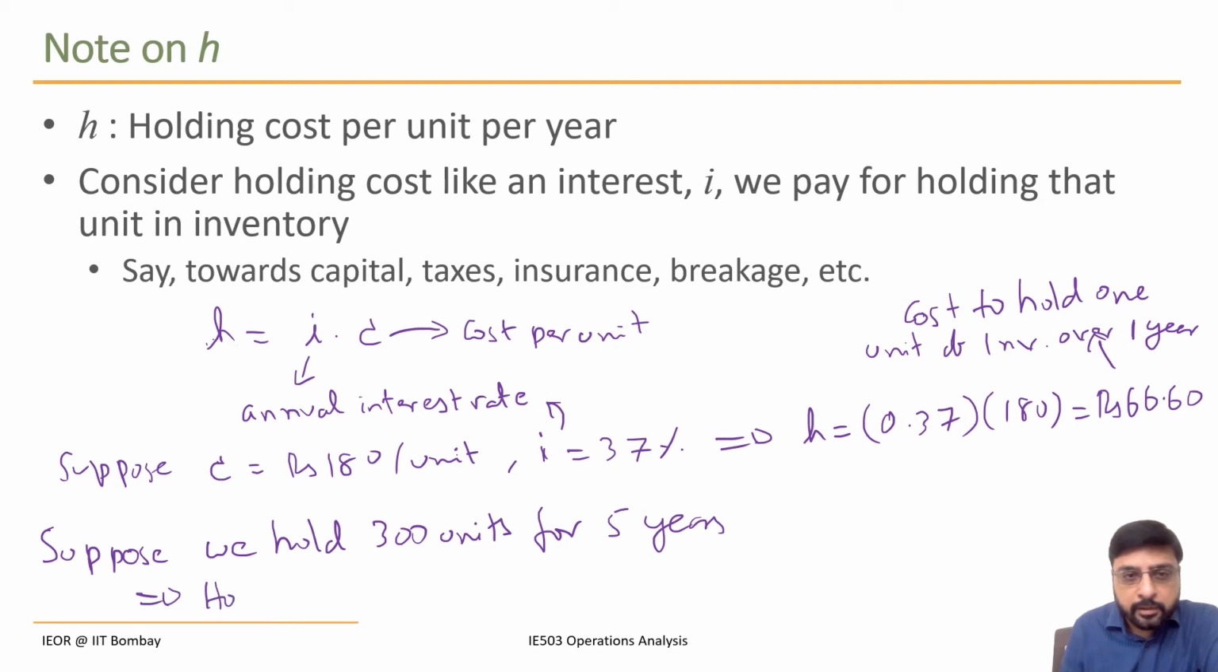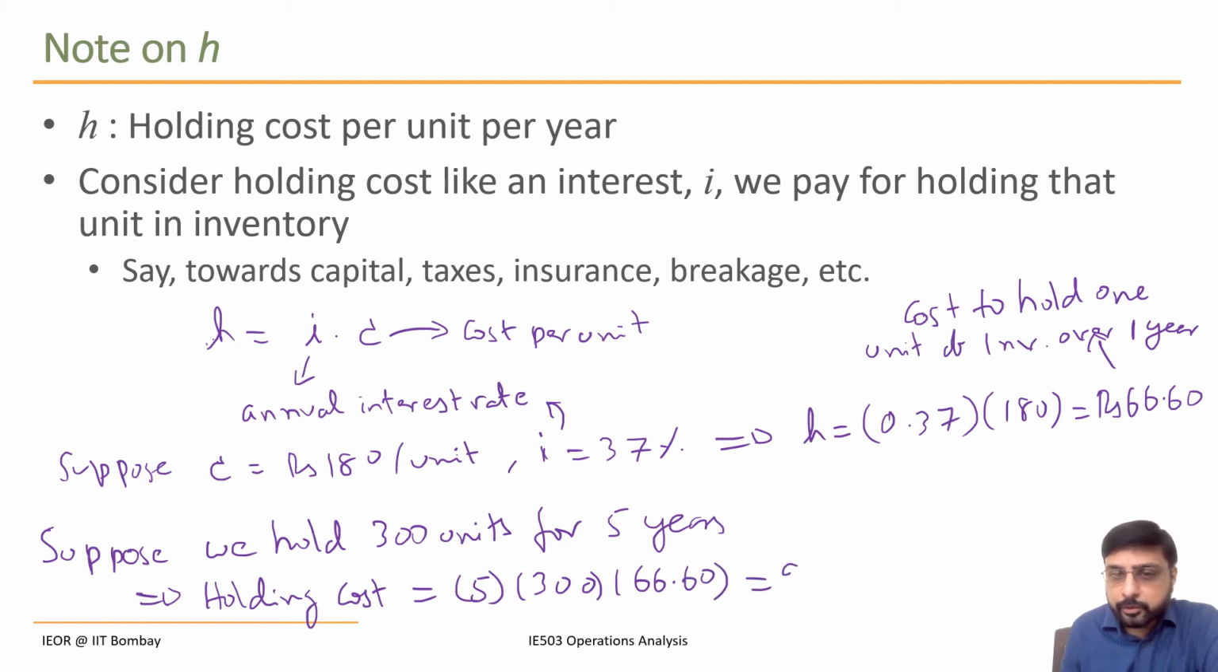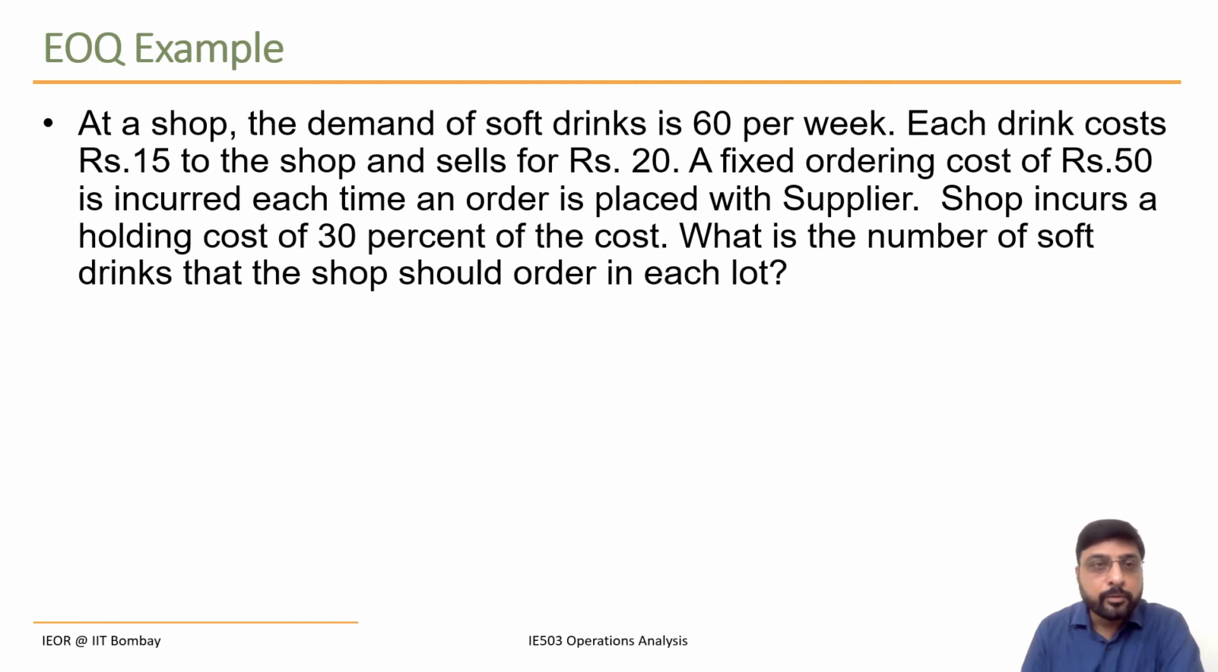This means that our holding cost over this 5-year period will be 5 into 300 into 66.60, which comes out to be 99,900 rupees. So this is how we can compute a holding cost if you know the interest rate and the cost per product. Now let's look at an example for this EOQ.